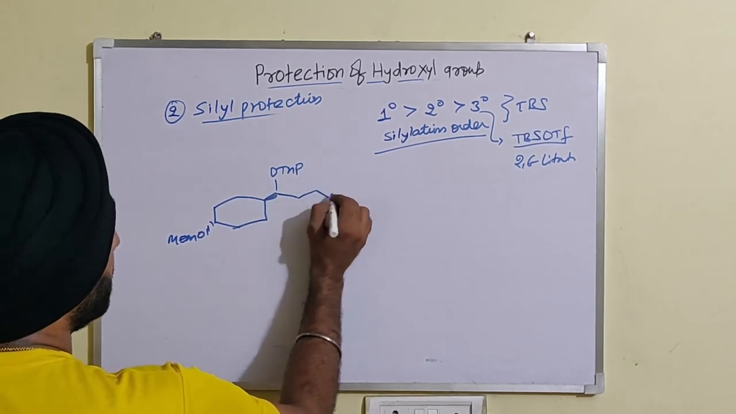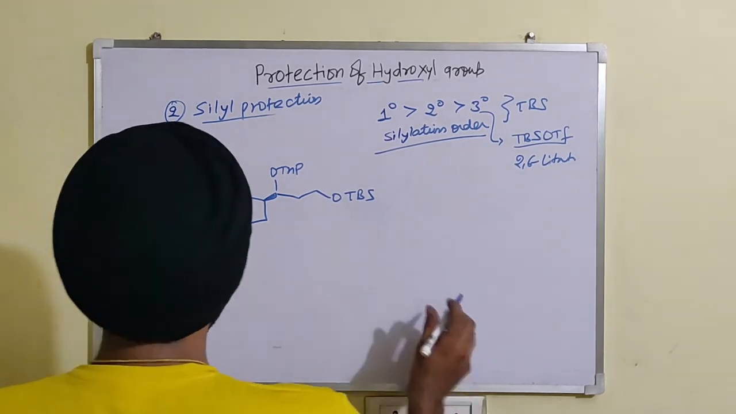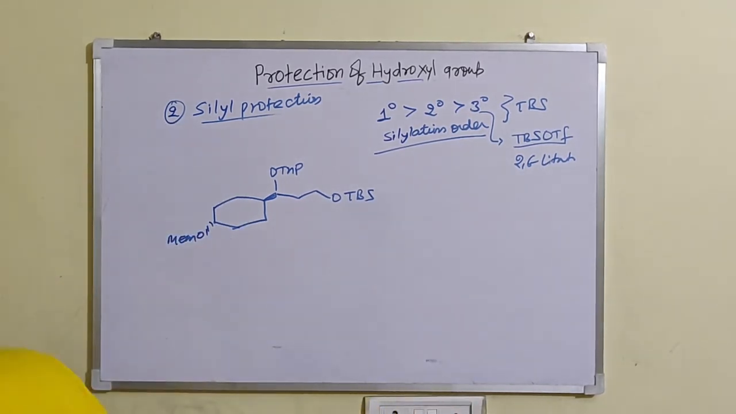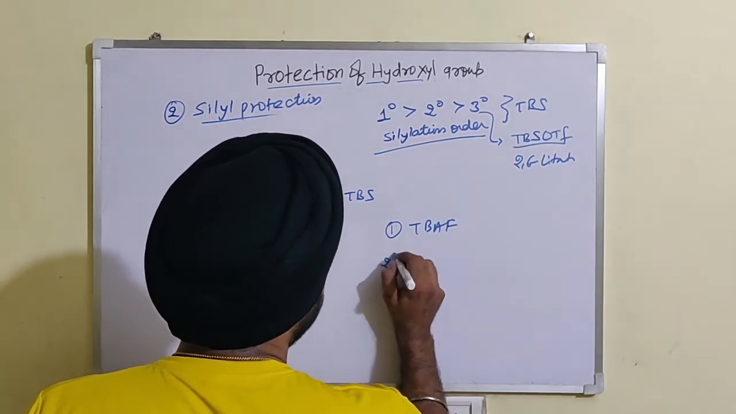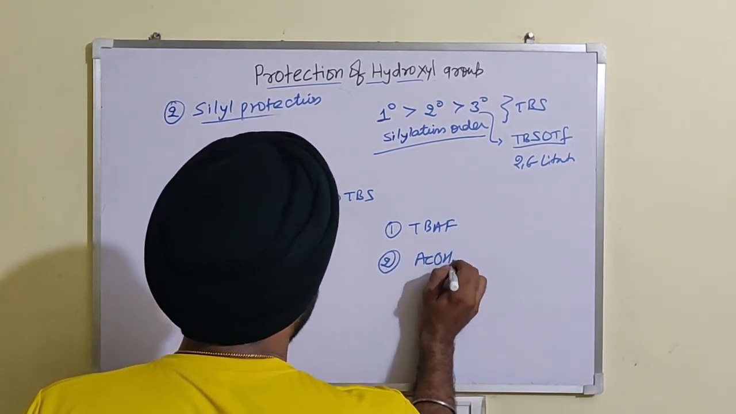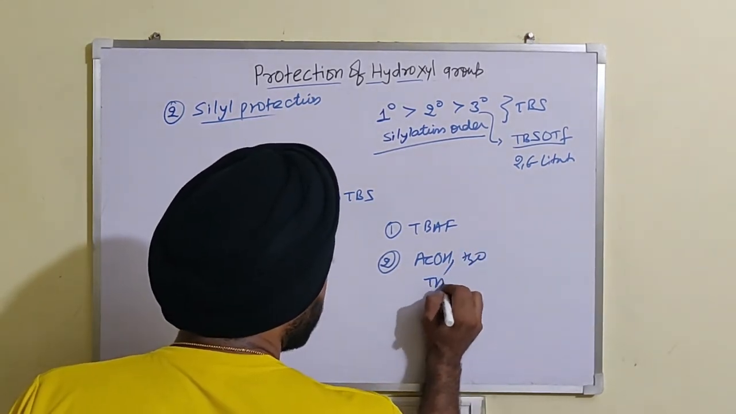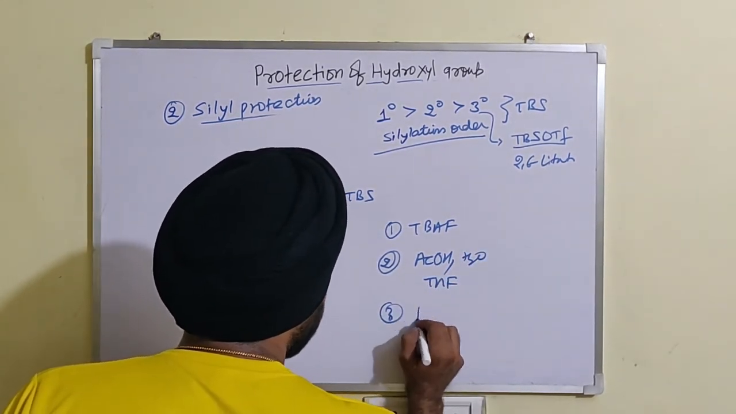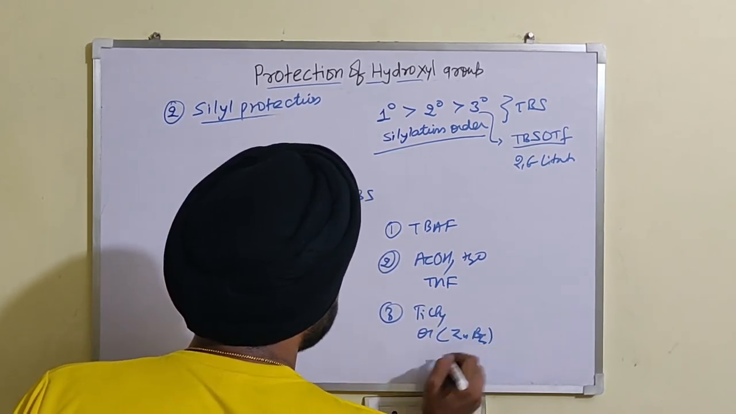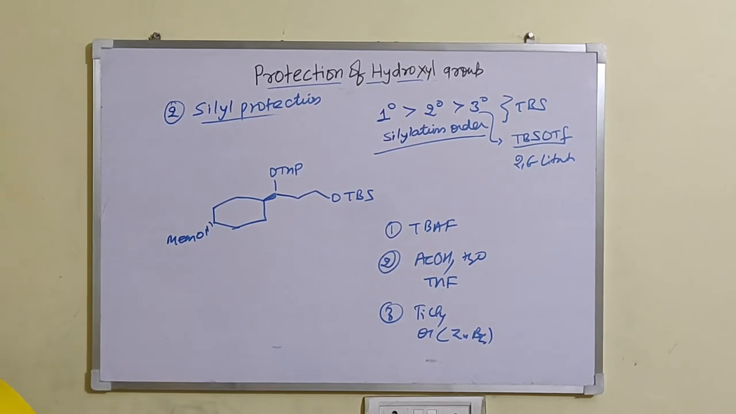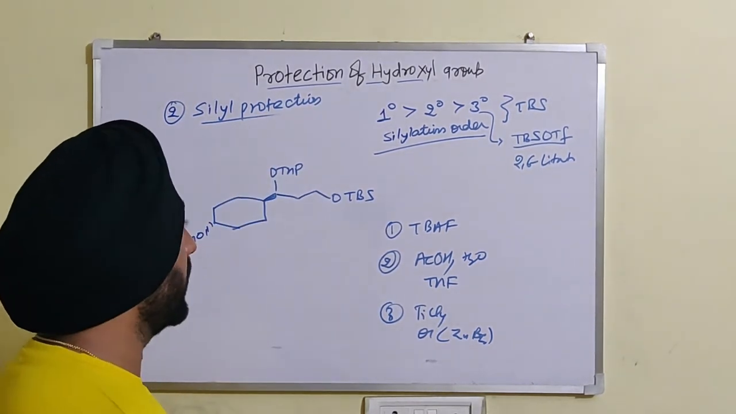PHP, TBS. Okay. So the conditions given to us are: one is TBAF, the second is acetic acid, water, THF, the third is TiCl4 or zinc bromide. This is the condition that is given to us, okay? So we have to figure out under which condition it is going to go.